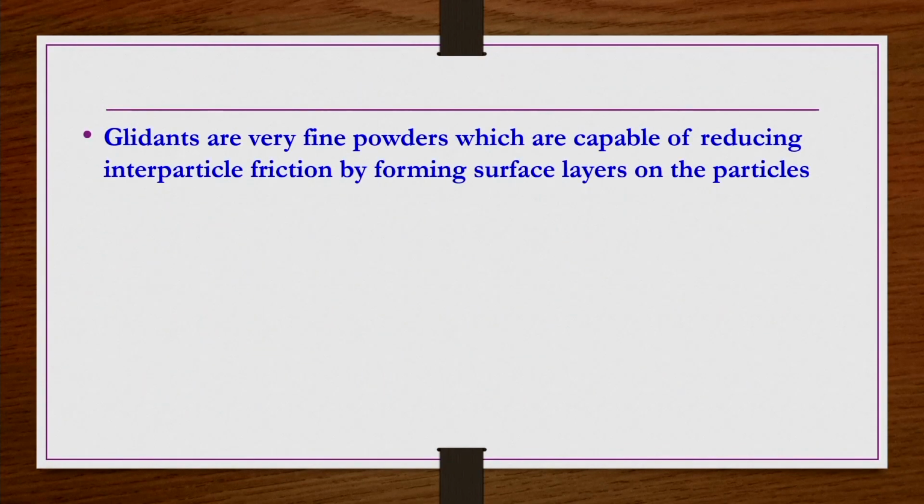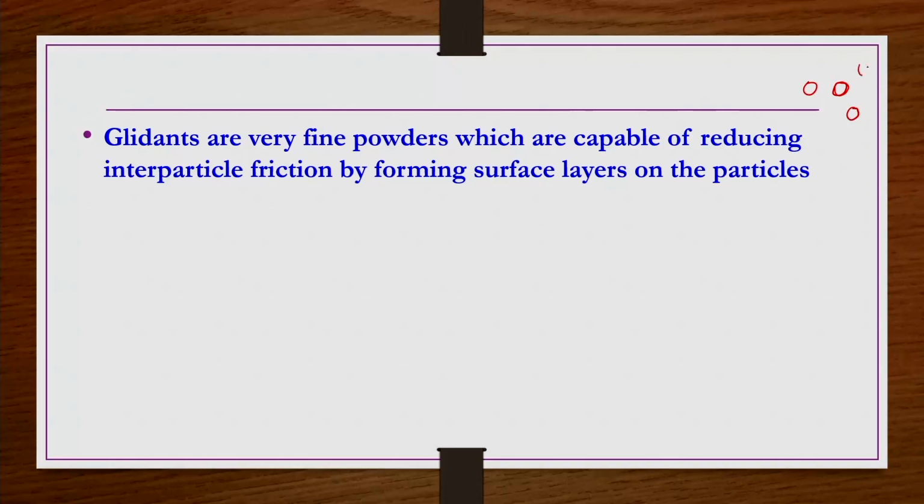So what are these glidants? Glidants are very fine powders which are capable of reducing interparticle friction by forming a surface layer on the particles. Okay. So let us say we have a fine particle like this.